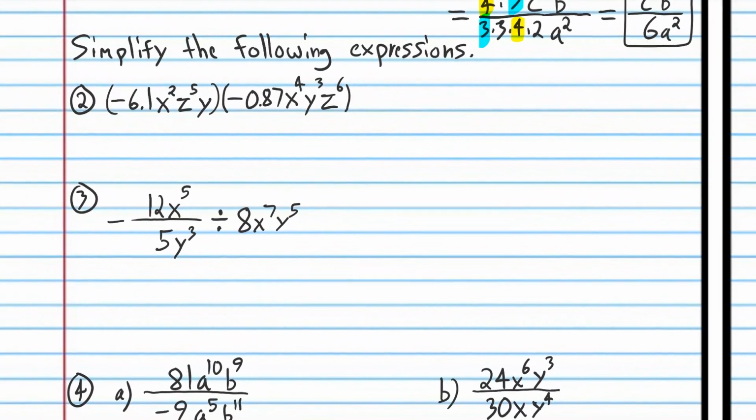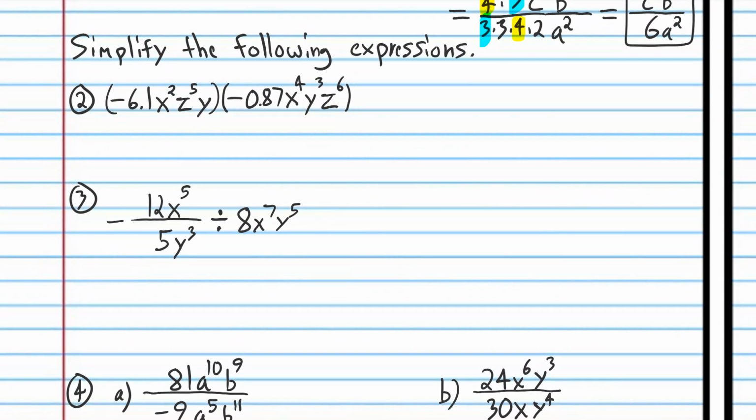It says simplify the following expressions. So we have decimals, so that means you're allowed to use your calculator. 6.1 times 0.87 is 5.307, and it's a negative times a negative, so that would be a positive. Now again, you should probably do these problems on your own before you watch me do them, so you can pause the video and try them on your own.